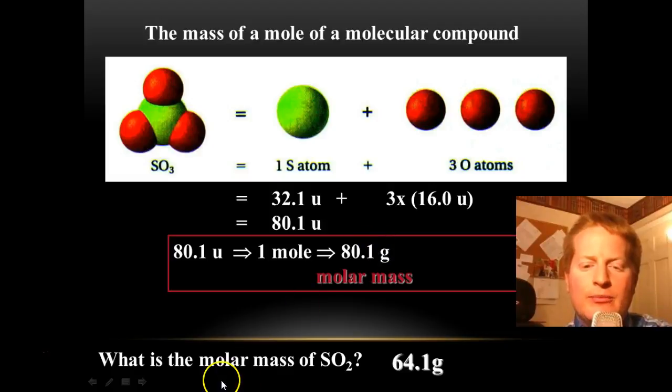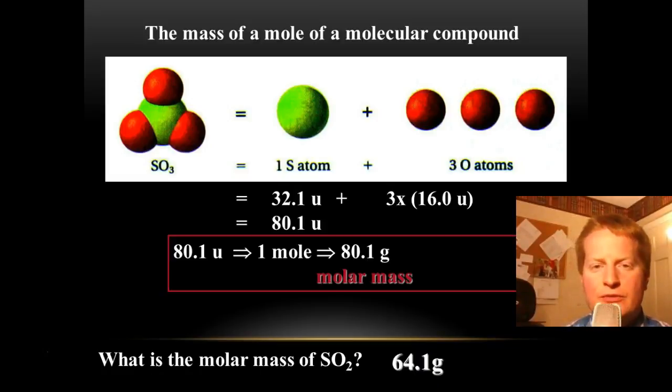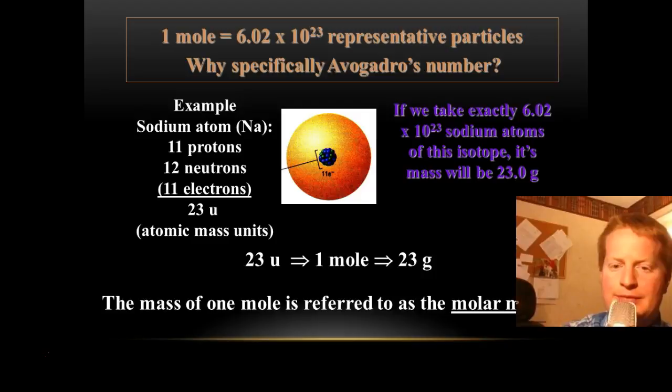So if we wanted to find out the molar mass of sulfur dioxide, we would add together one sulfur, so that's 32.1, and 2 oxygens instead, and then we would get 64.1 grams per mole, which is again known as the molar mass. So we just use the periodic table to calculate these things.